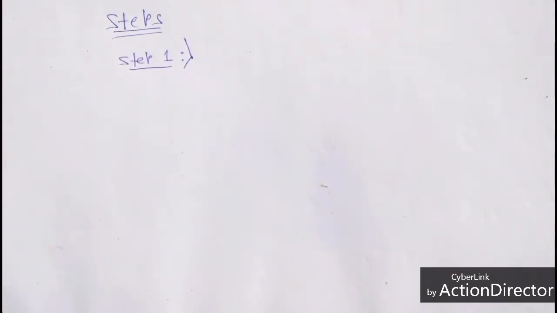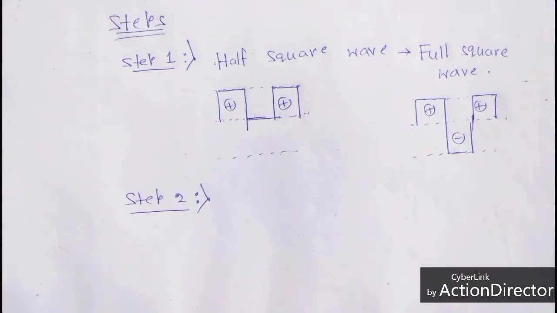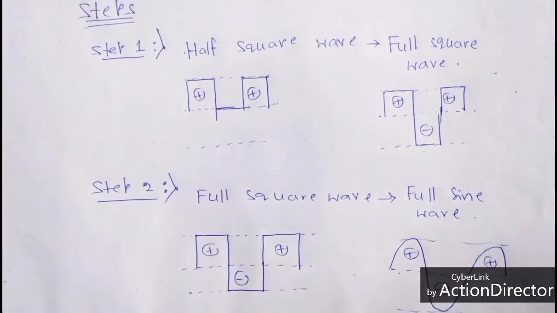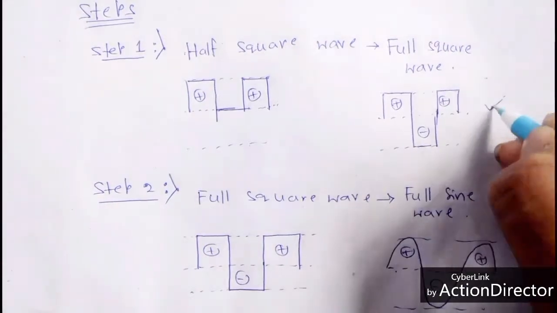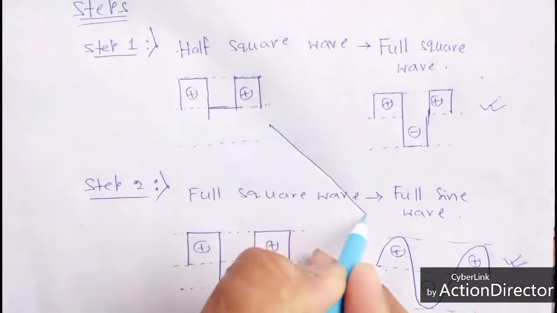At first, we have to make half square wave to full square wave, and then we have to make full square wave to full sine wave, just like this diagram. These are the steps to execute the circuit. According to these steps, we will get at last full square wave, half square wave to full sine wave.